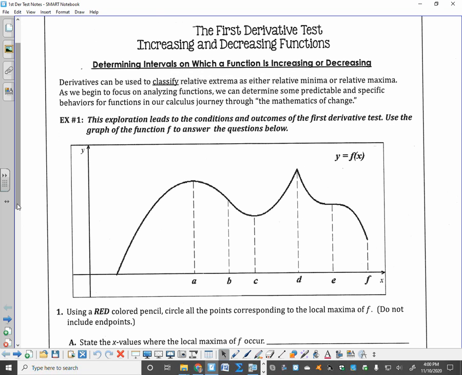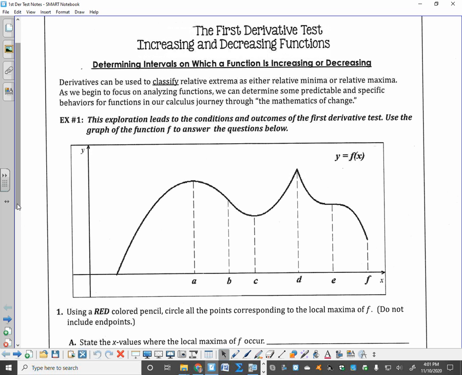It says determining intervals on which a function is increasing or decreasing. Derivatives can be used to classify relative extrema as either a max or a min. So we have found these extrema, but we're going to use derivatives to figure out if they are maxes or mins. As we begin to focus on analyzing functions, we can determine some predictable and specific behaviors for functions in our calculus journey through the mathematics of change. So example 1, this exploration leads to conditions and outcomes for the first derivative test.